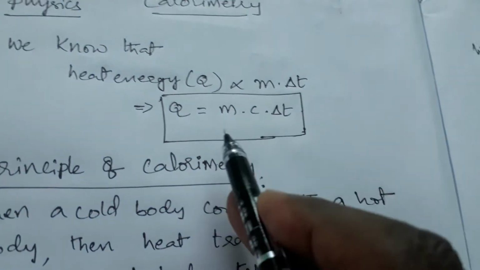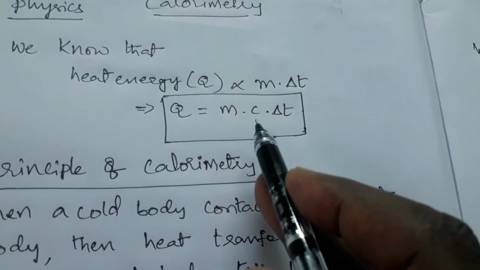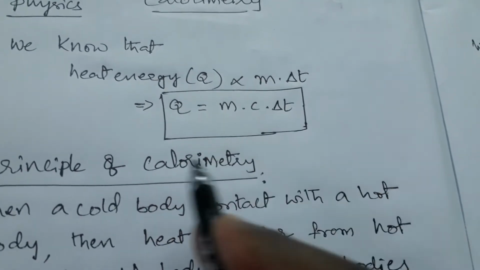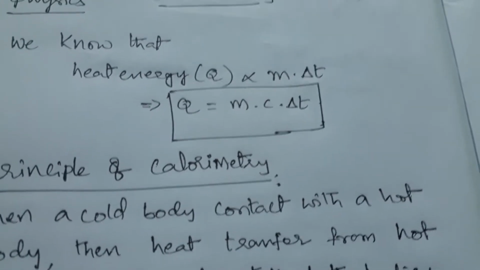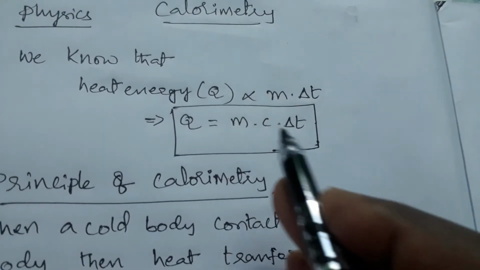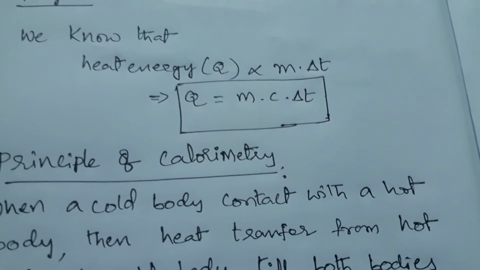Here m is mass and delta T means change of temperature. As the constant, we use the specific heat of the substance. Depending on C, this Q value changes from substance to substance. That means the Q value is not the same for all substances. The Q value changes depending on the C value of the substance. C means the specific heat of the substance.